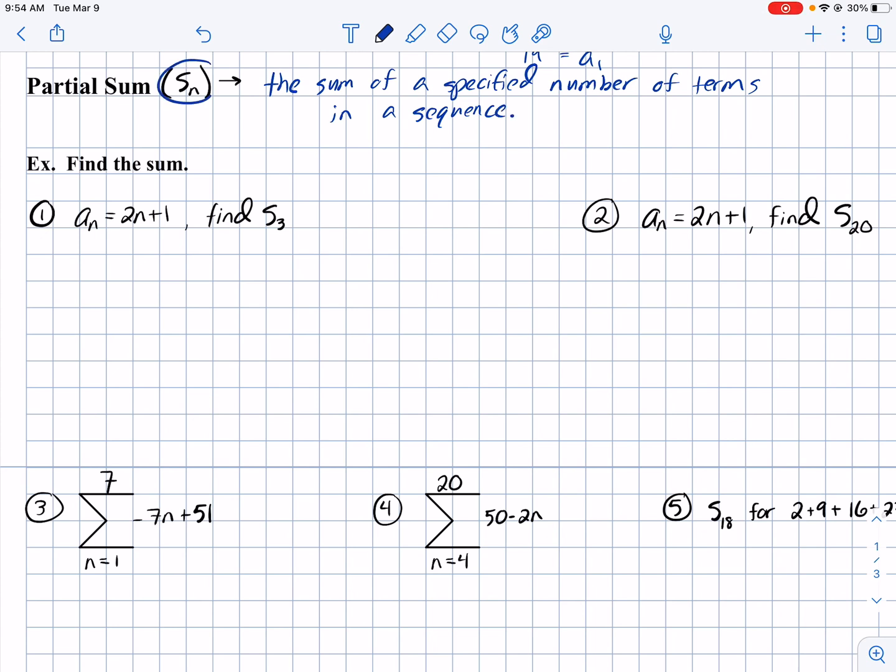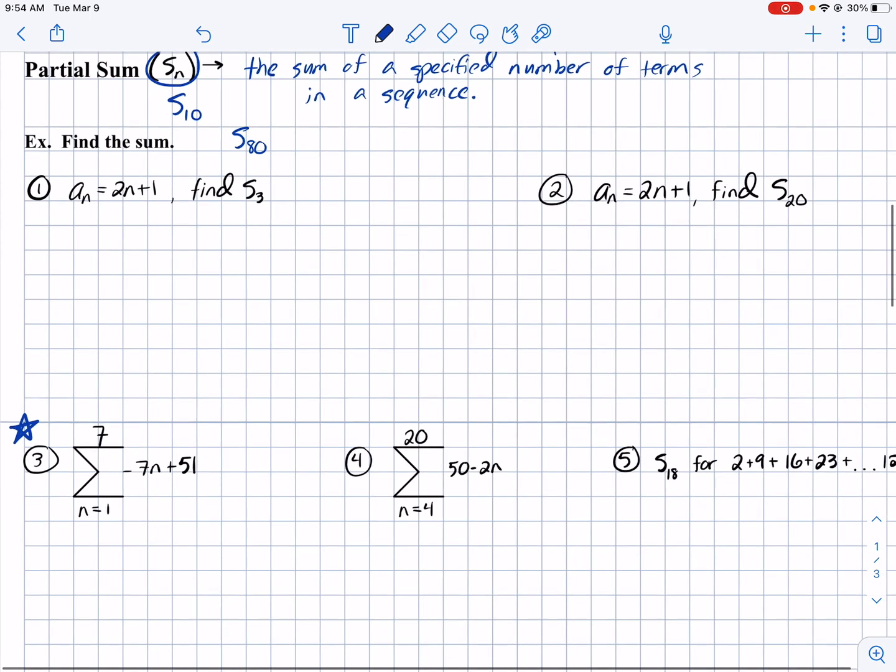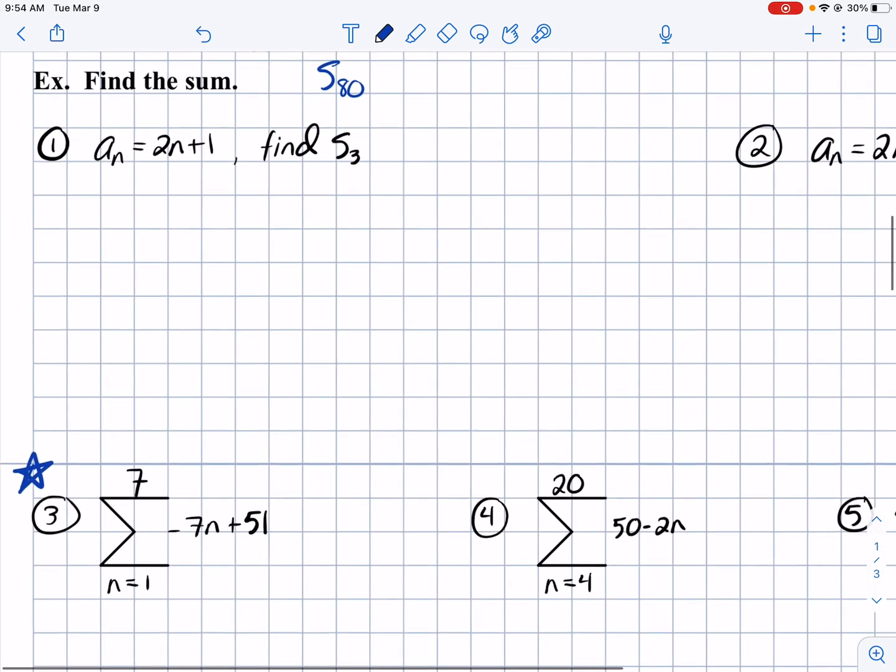You might see it written like this, S sub n. If you see S sub 10, that means find the sum of the first 10 terms in a sequence, or S sub 80, find the sum of the first 80 terms in the sequence, or you might see it written like 3 and 4, where it's written in sigma notation, which we talked about last lesson, and we'll revisit that again down below here. Well, let's look at number 1.